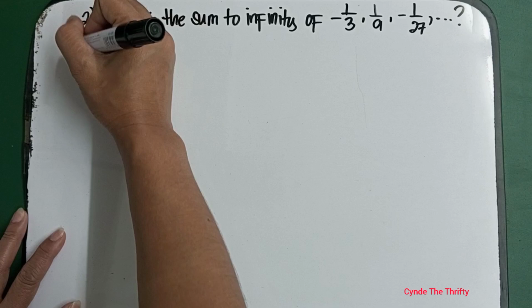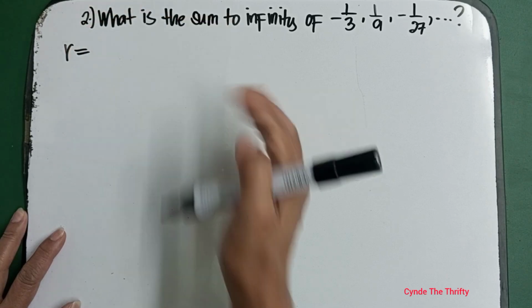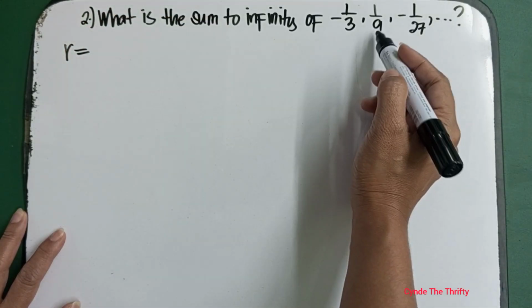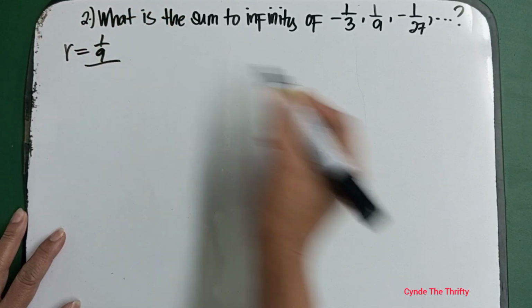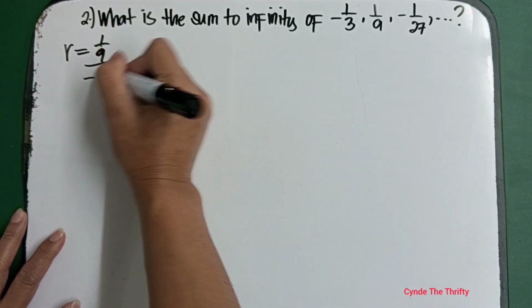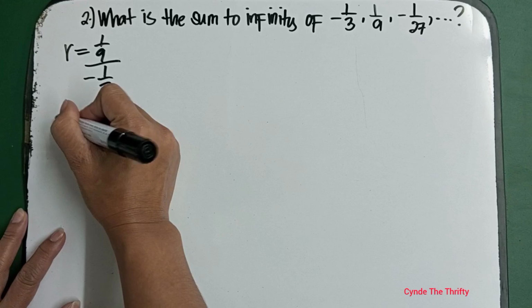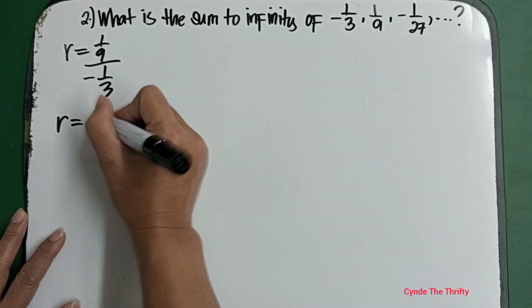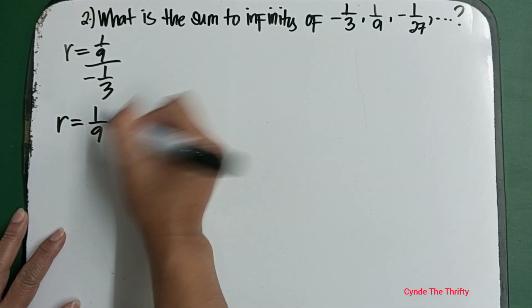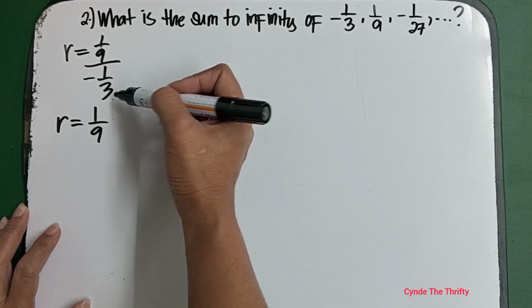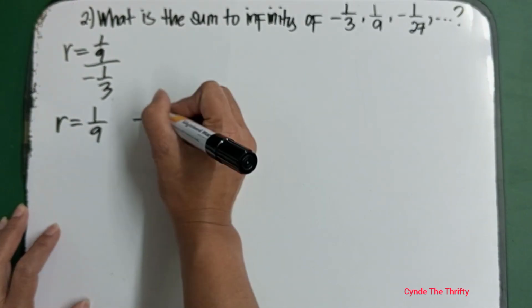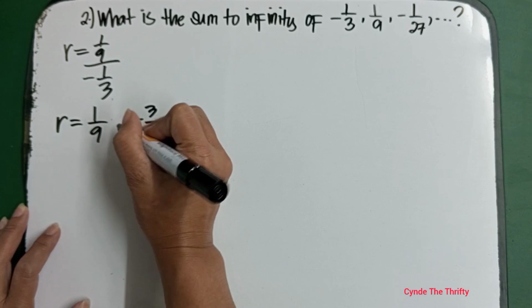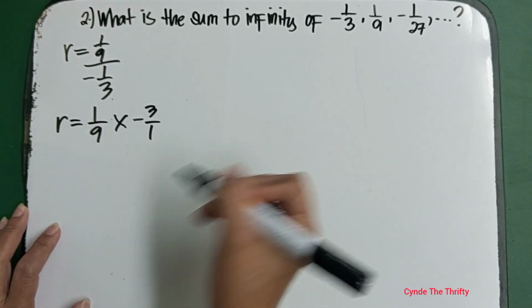Okay, so hanapin na natin si common ratio. Common ratio is equal to second term. Second term is 1/9 divided by the first term, negative 1/3. So, common ratio is equal to 1/9. Kukunin natin ang reciprocal ni 1/3. So, ang reciprocal ni negative 1/3 is negative 3/1. And then, gawin nating multiplication ang division.